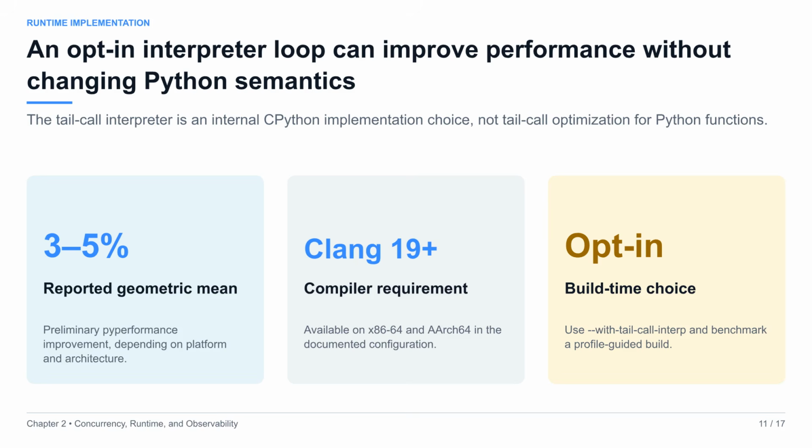It is opt-in when building CPython from source, and profile-guided optimization is strongly recommended. Because the gain depends on compiler, architecture, build flags, and workload, treat the published number as a reason to benchmark rather than a guaranteed application improvement.